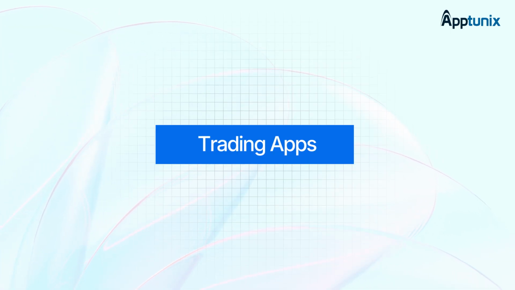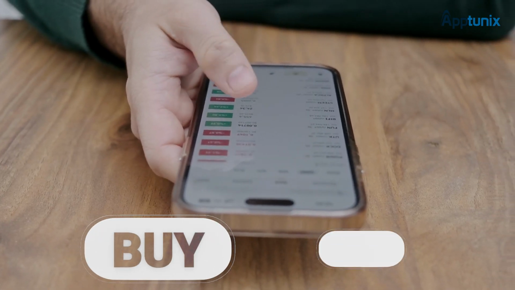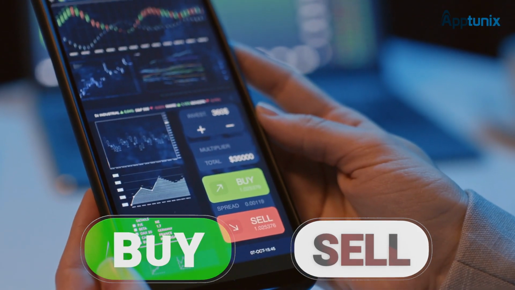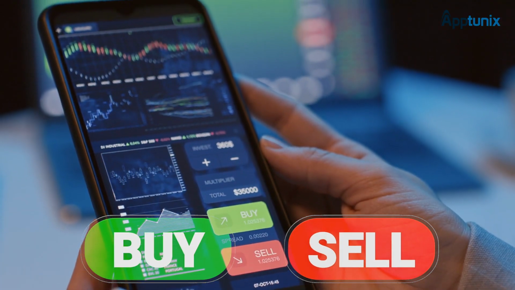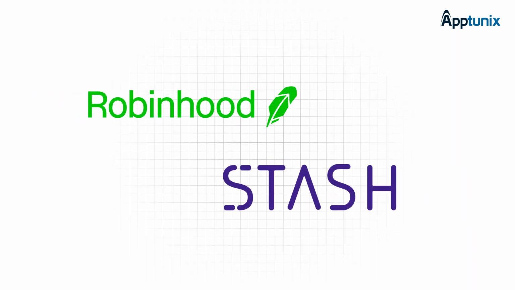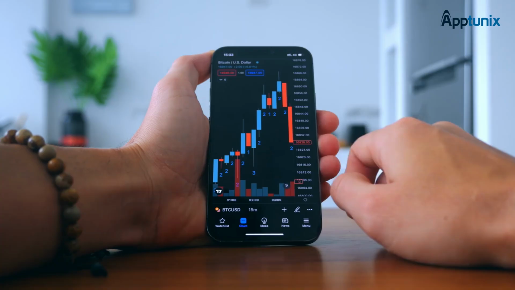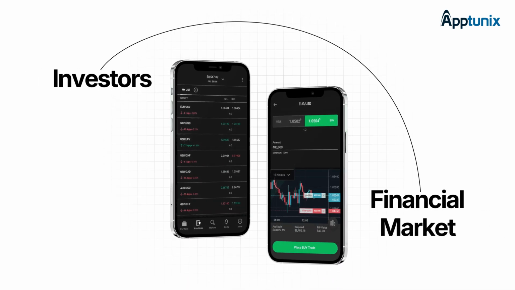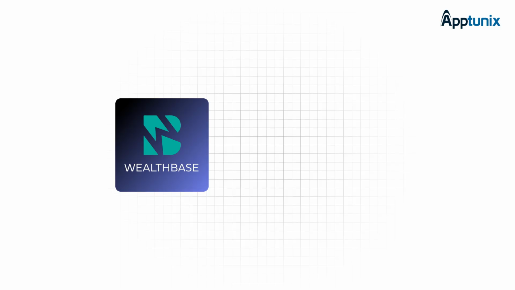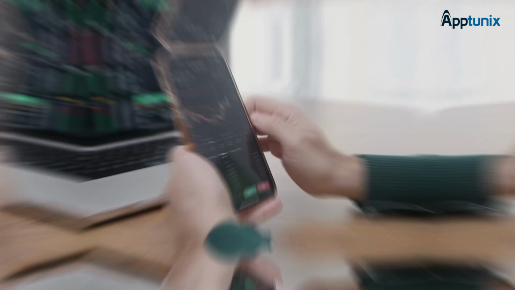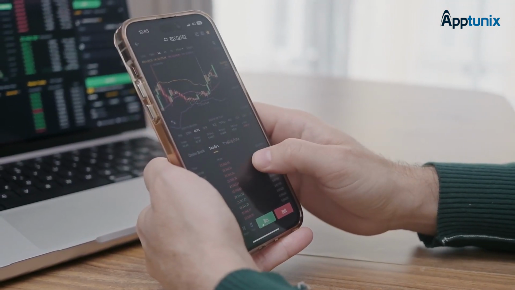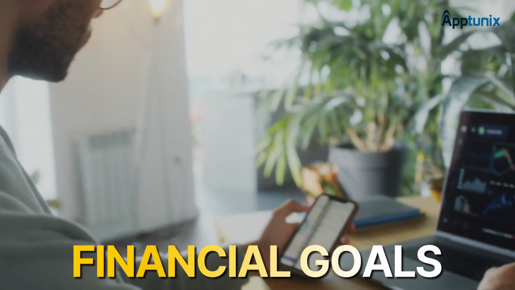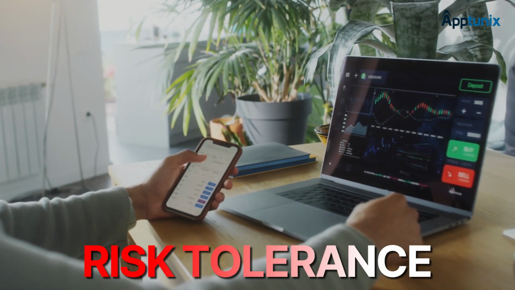Trading apps. Trading apps allow users to buy and sell stocks, ETFs, or cryptocurrencies in real time. For example, Robinhood and Stash. Broker apps. Broker apps act as intermediaries between investors and financial markets. Platforms like Wealthfront and Ellevest offer personalized financial planning and portfolio management based on users' financial goals and risk tolerance.